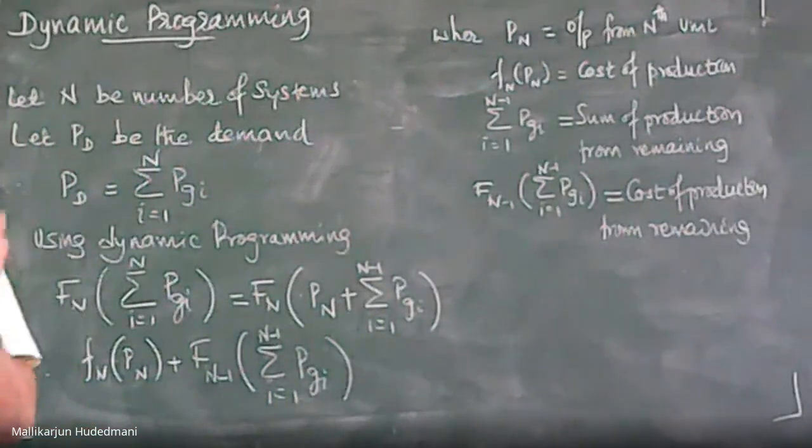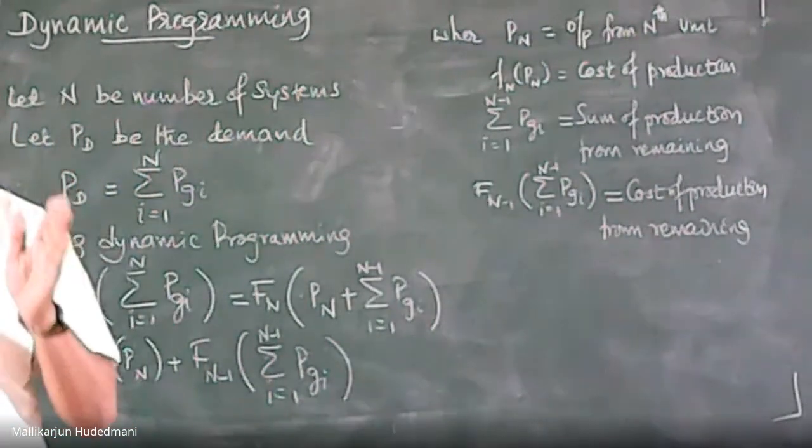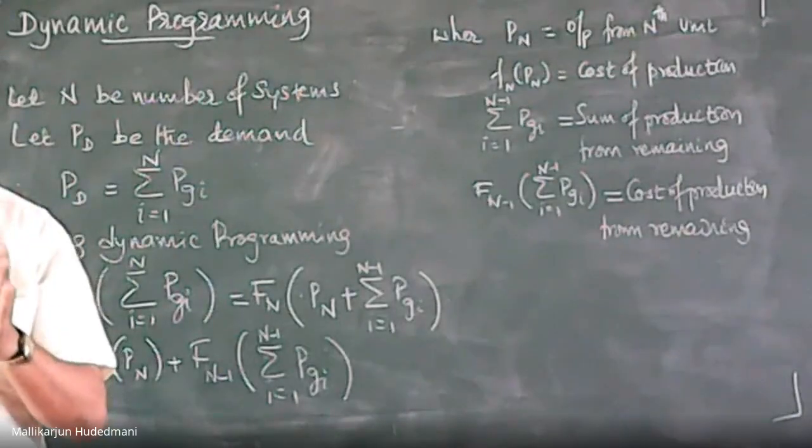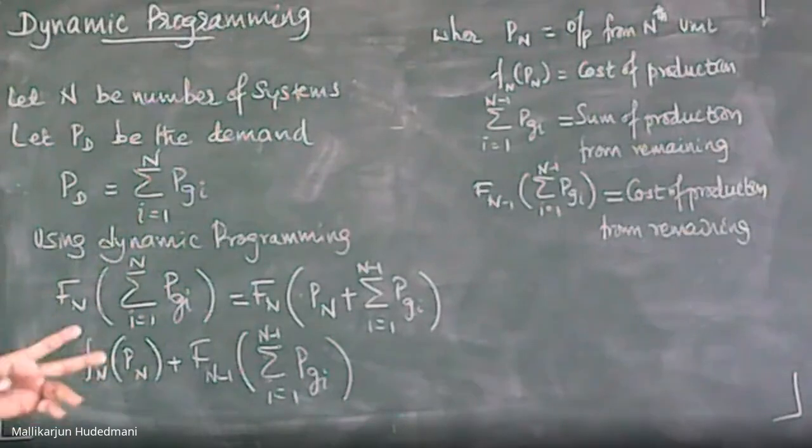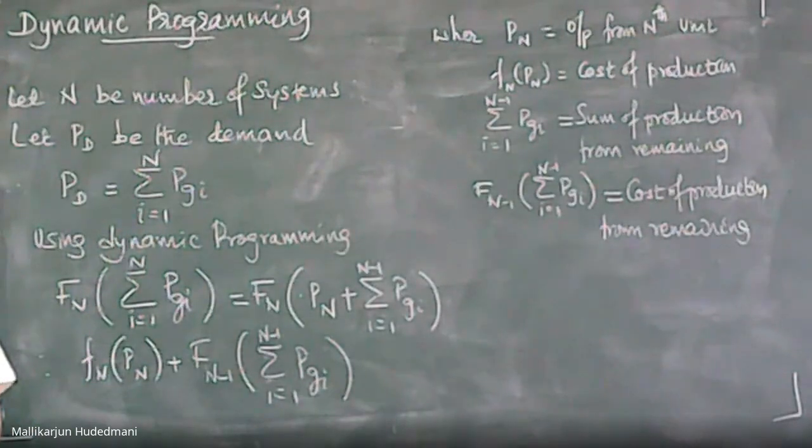The total production cost of producing PD megawatt by this kind of split production from different units should be our minimum. I write at the end. Therefore, Fn, Pn and Pn n minus 1 units should be our minimum. In that regard, I have.